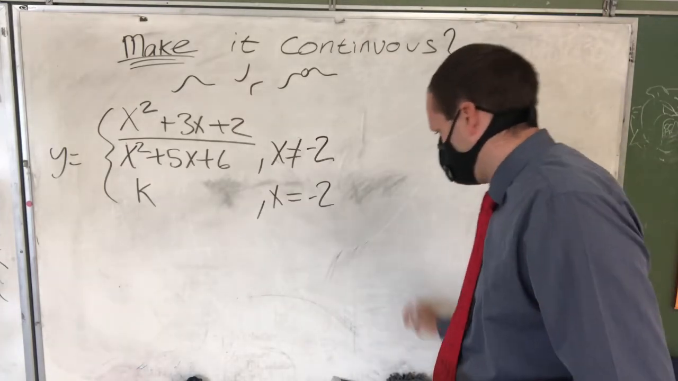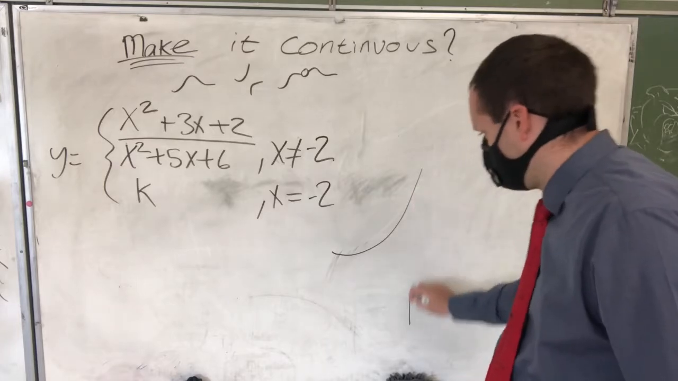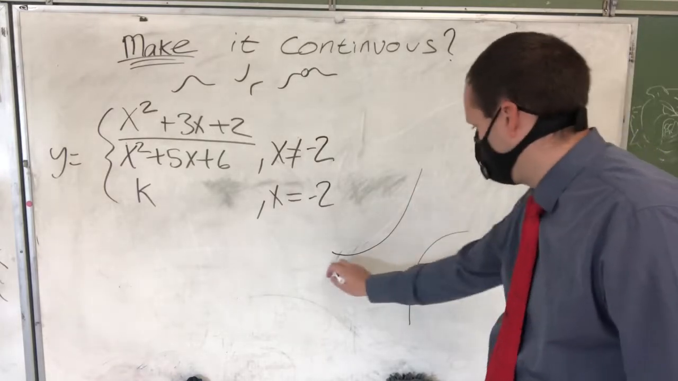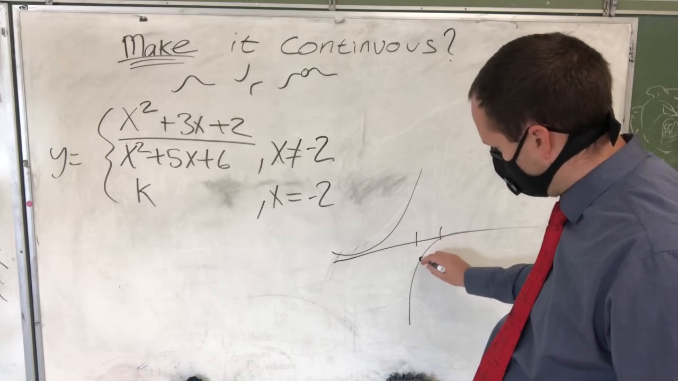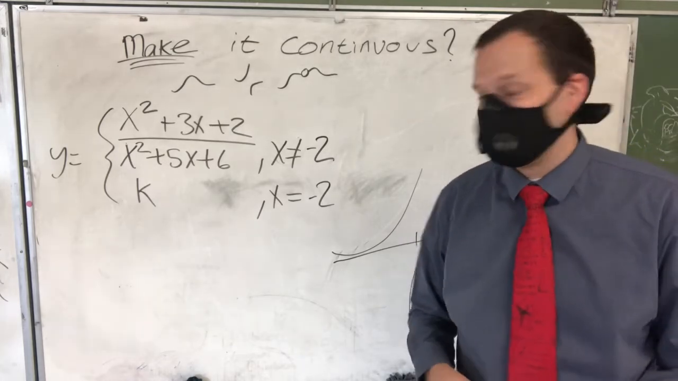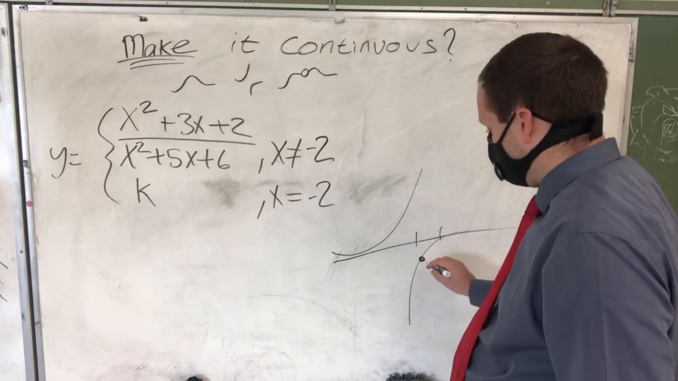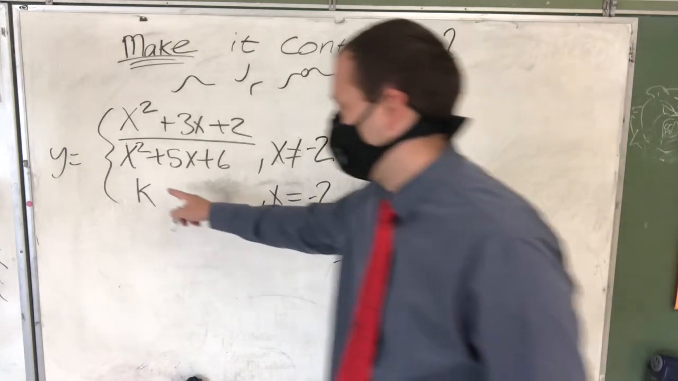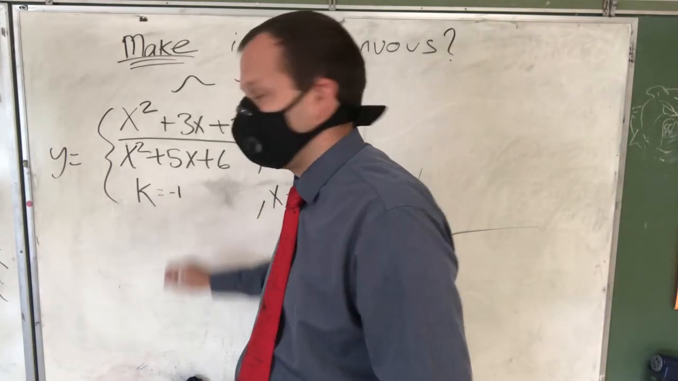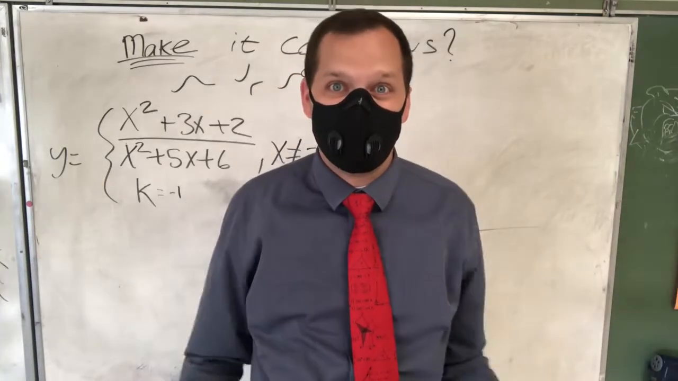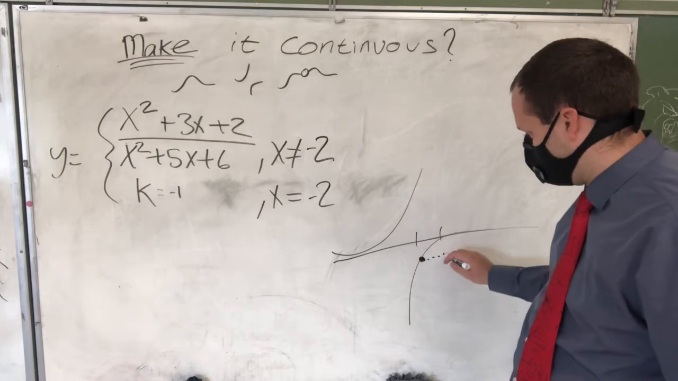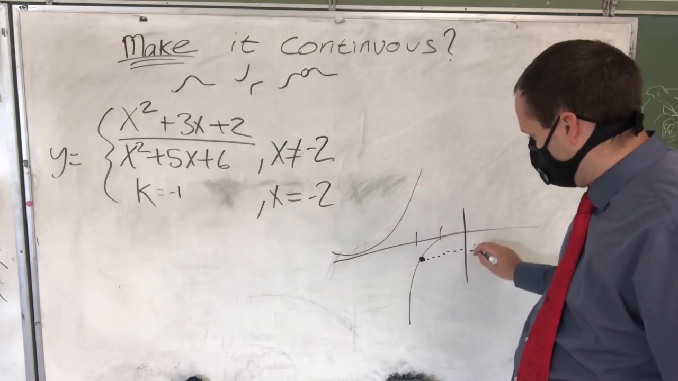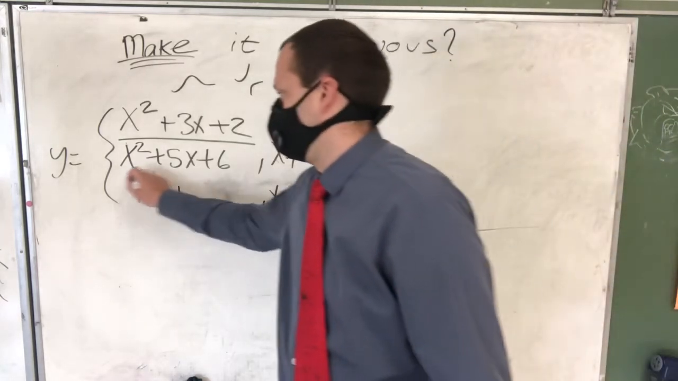I'll draw it out a little bit better. Right here at -2, there's a hole on the line. Okay, so right there, there's a hole. So if we can fill in the hole with k equals -1, bloop, you're done, okay? Because this hole happens at -1. So k is -1 in this case.